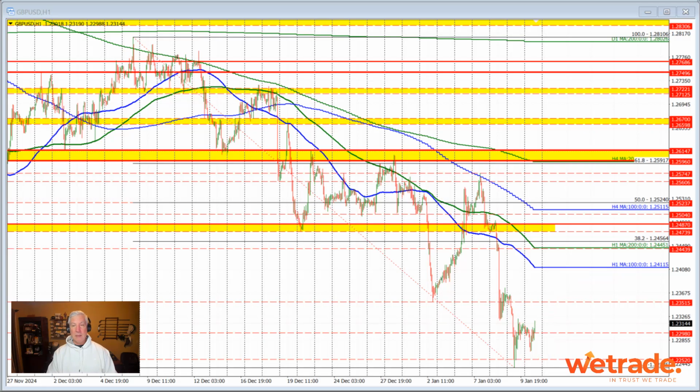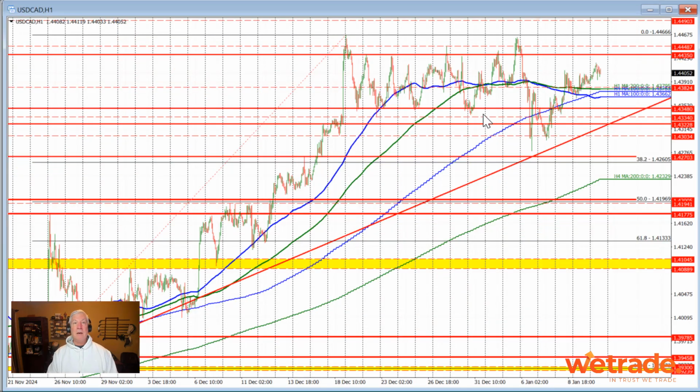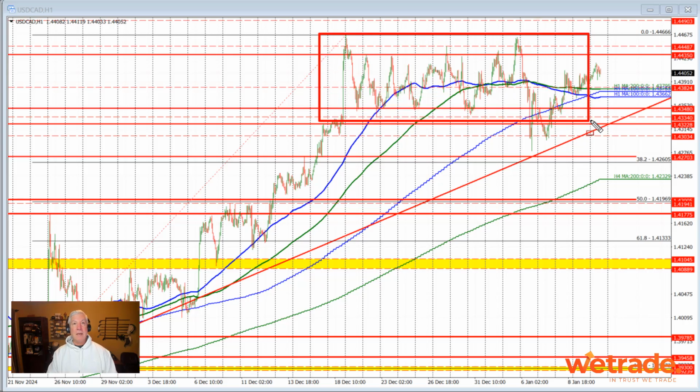Let's take a quick look at the dollar versus Canada to see where we stand in that currency pair ahead of their jobs report. And looking at the hourly chart, there it is right there. We've been muddling above and below this red box here over the last 2 or 3 weeks, more like 3 weeks. The collection of moving averages here between 143.63 and 143.79 is going to be the key barometer for this pair.